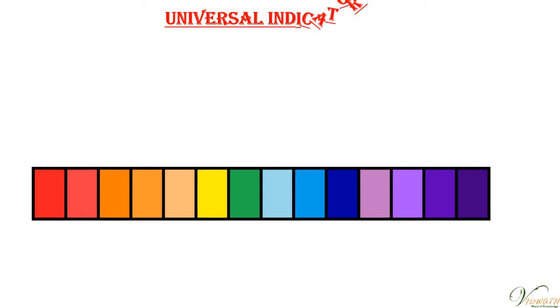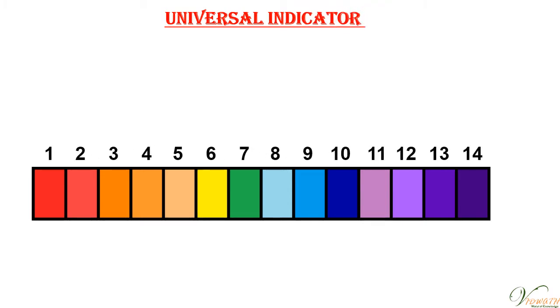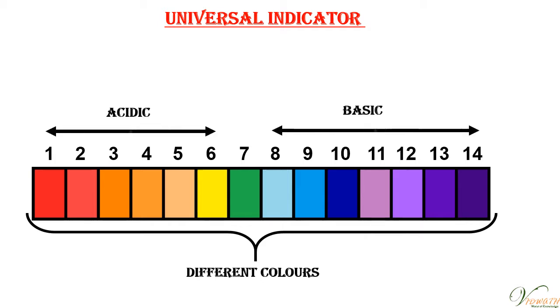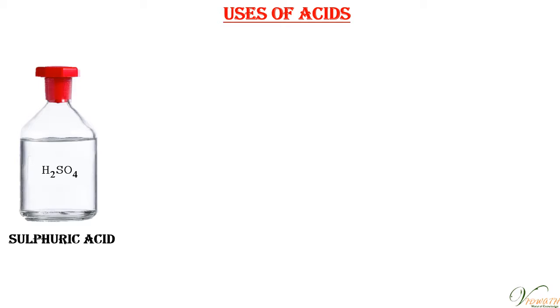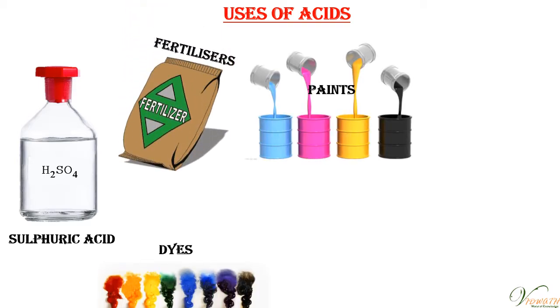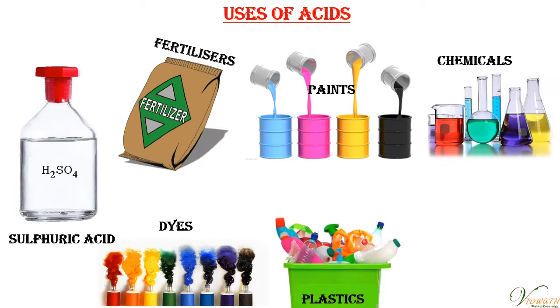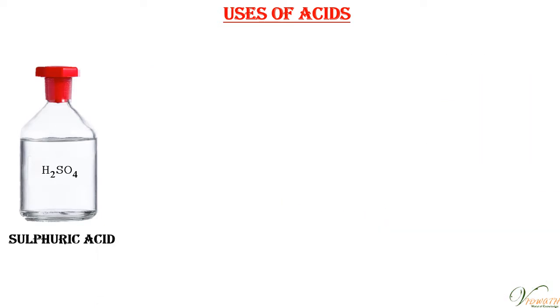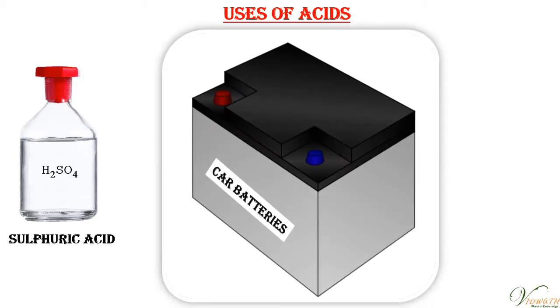Universal indicator is a mixture of different indicators which shows different colors in different solutions. Uses of acids. Sulfuric acid is used in the manufacture of fertilizers, paints, dyes, chemicals, plastics and synthetic fibers. Sulfuric acid is also used in car batteries.